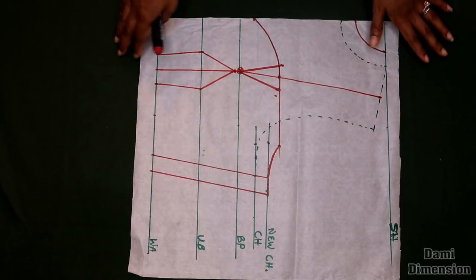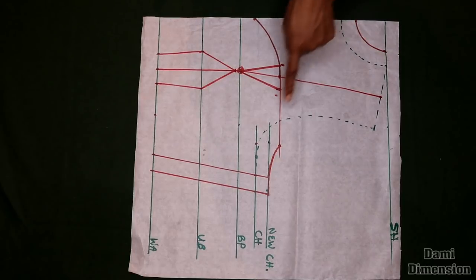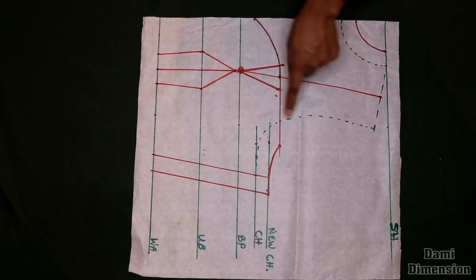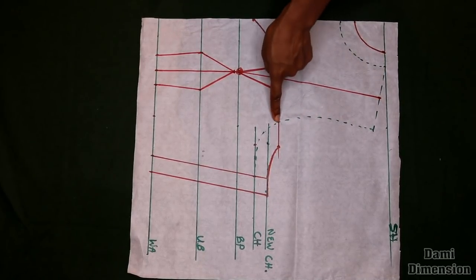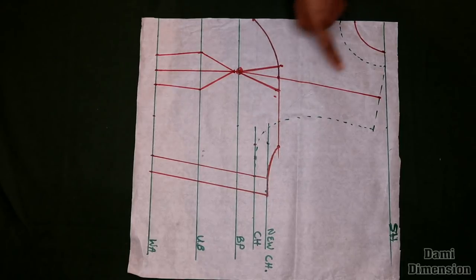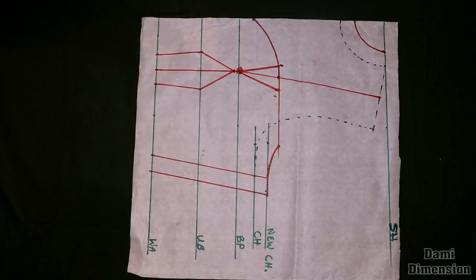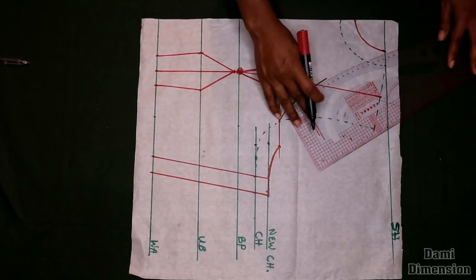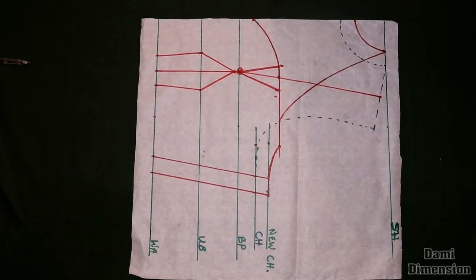So next we need to create the halter effect, and in order to do that, you draw a line from this point all the way to this point, and that's the point where this curve meets up with this line. Okay, so you're going to be drawing the line from this neck point all the way there. So just watch what I'm going to do. First I'm going to be using my free hand, and then I go in with my curved ruler and I draw out the curve of my choice. Okay, just a gentle curve.